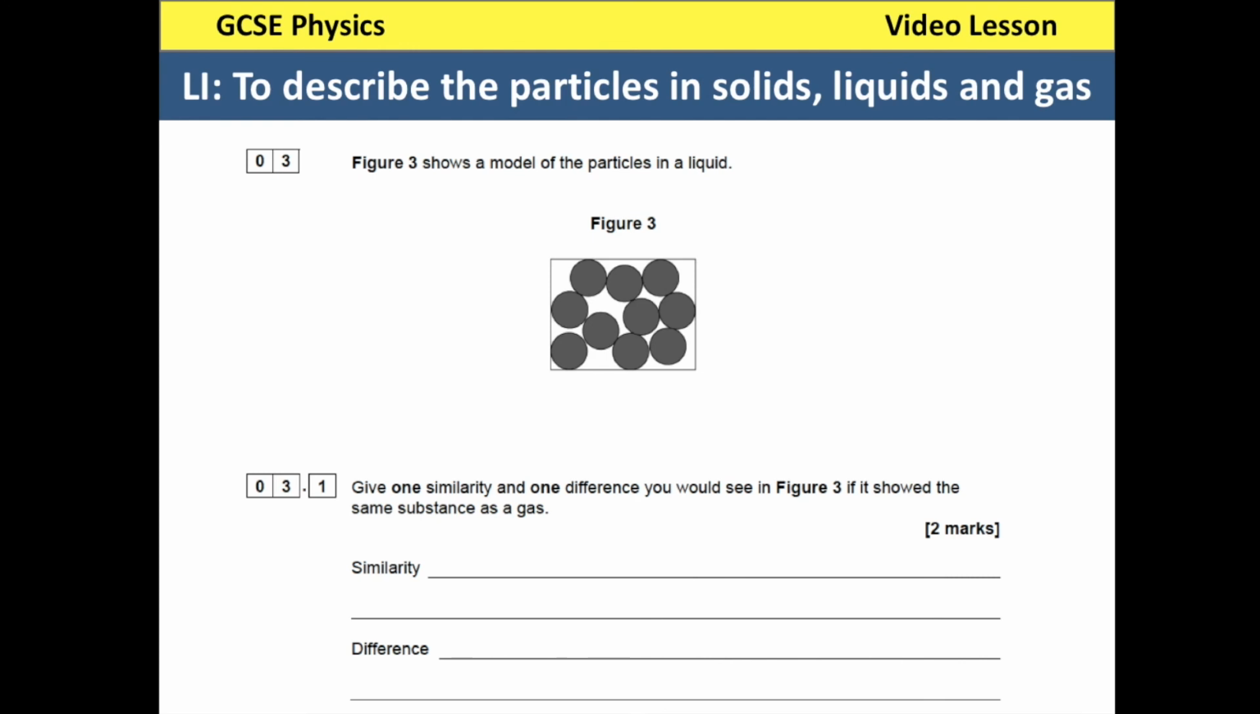So it's question 3 from the exam paper, and it says figure 3 shows a model of the particles in a liquid. And it says give one similarity and one difference you would see in figure 3 if it showed the same substance as a gas. Well, the similarity is that the particles would all be the same size. The key difference is that the particles will be much further apart.